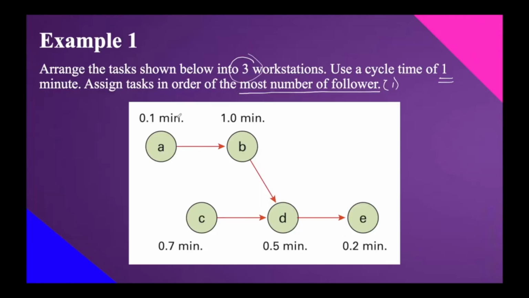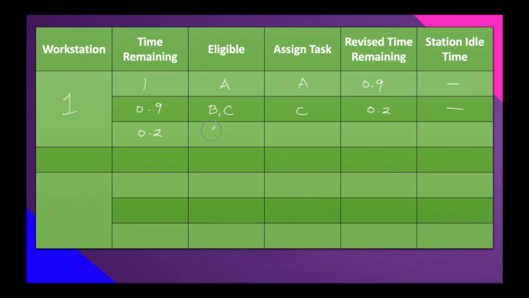And eligible natin for now is si letter B. B is not eligible dahil di siya pasok, 1 minute na yan. And si D is 0.5, hindi na rin. So, we don't have any eligible ngayon, no? Wala na. Assign task, wala na rin ito. Revised time remaining, wala na po ito. Therefore, this time remaining na 0.2, that will be the idle time for this workstation 1.